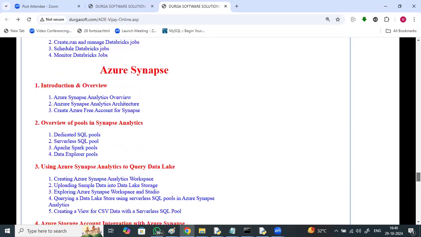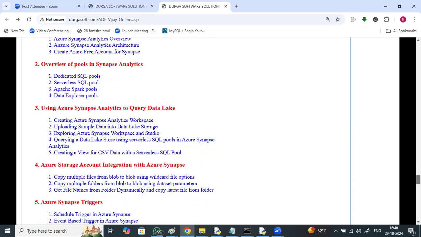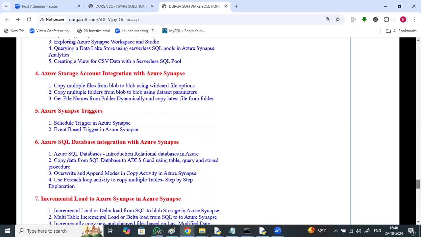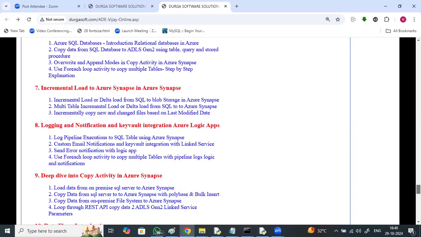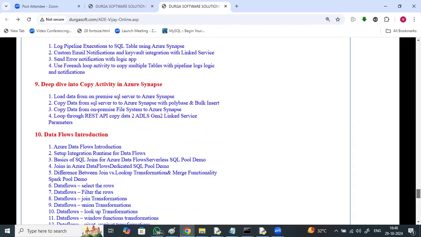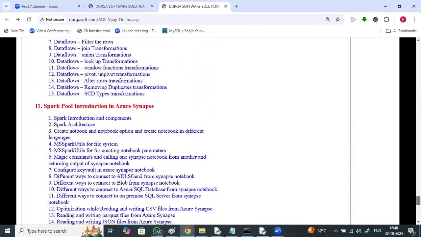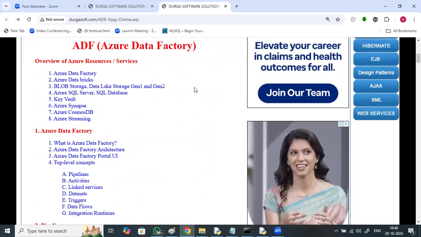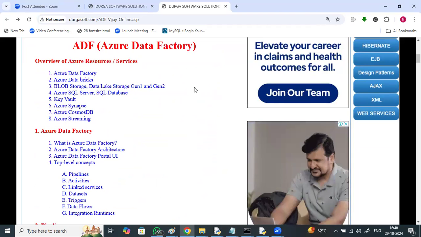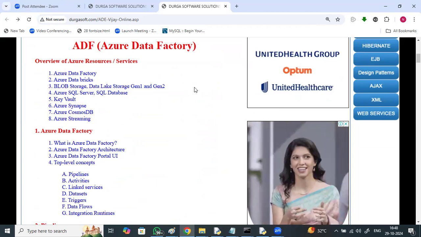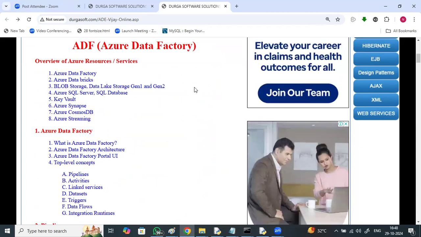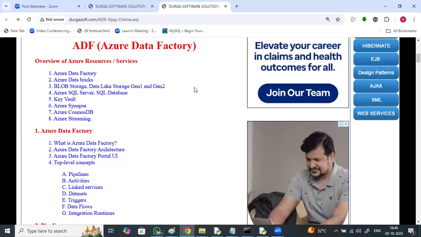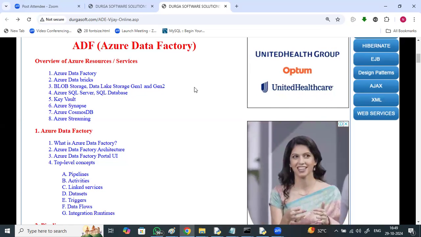Introduction and overview, using Azure Synapse Analytics, Azure account integration with Azure Synapse, incremental load, loading with a deep dive into copy activity, data flow introduction. So you'll be getting the session videos of each and everything, a clear soft copy of the class notes, a WhatsApp group for technical discussions, assignments and tasks to work with, and previously asked interview questions, right? Yes.